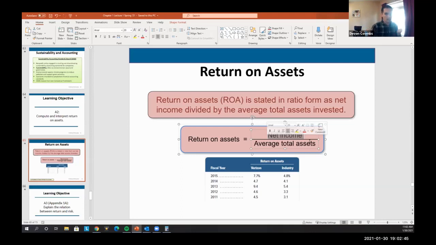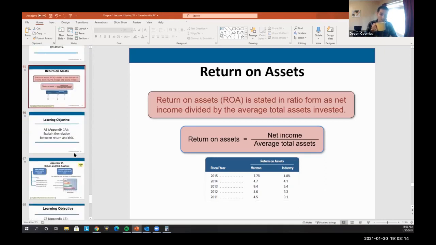Why do we make these metrics? It's so we can compare companies. This is the comparability we talked about. So both Verizon and the industry are using GAAP metrics. So they're calculating net income and total assets with the same methodology. So we can compare their return on assets and determine Verizon is outperforming the industry based on that. You can compare company A and company B and determine if one is a better investment if you want to become a portfolio manager.